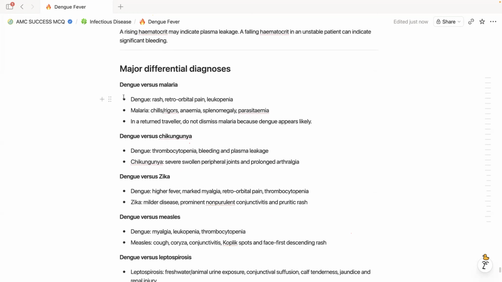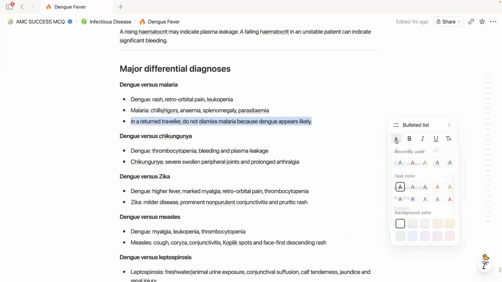The differential diagnosis is malaria. In dengue there will be rash, retro-orbital pain, and leukopenia, but in malaria there are chills, rigors, anemia, splenomegaly, and parasitemia. In a returning traveler, do not miss malaria, because dengue can appear the same as malaria.